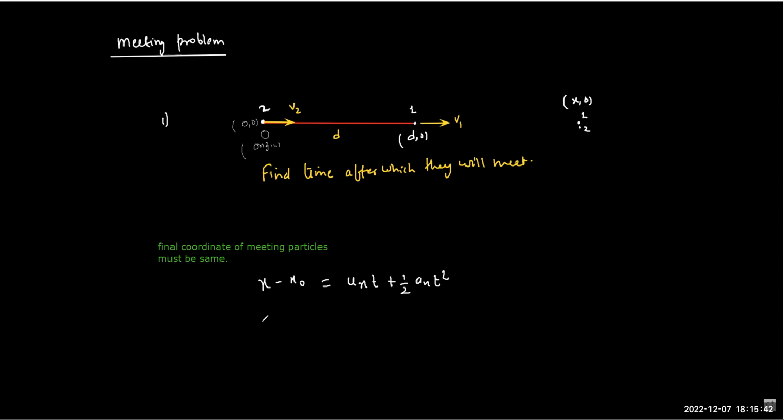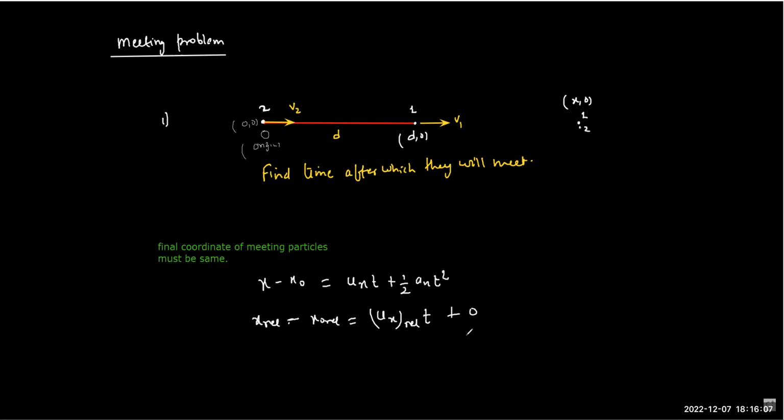And now we have to express this in relative terms. So we write x relative minus x naught relative equals u x relative t, and 0. Why 0? Because they don't have acceleration individually either, so there is no question of a relative acceleration. I hope it is clear why I'm writing like this.